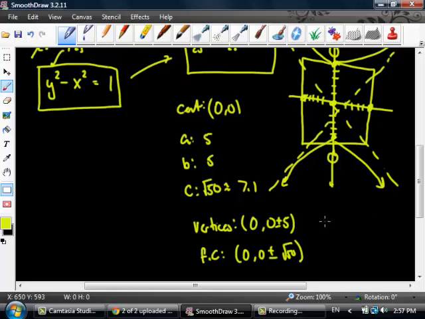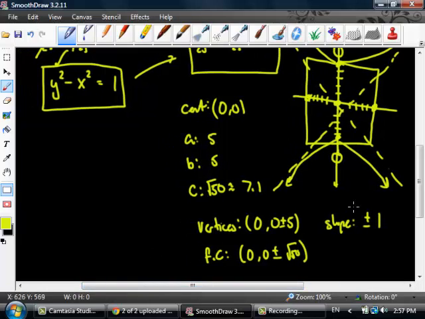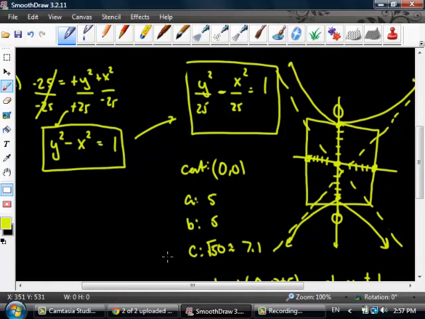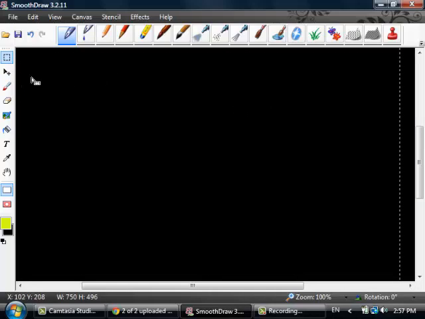And then the asymptote slope. In the book, or in the answer key, they give you the entire equation of the line. I just need you to find the slope. Who knows what the slope of this line is, of the asymptote slopes? Jake? Plus or minus 1, because it's 5 over 5, right? Okay. That's 116. Let's do 107. Let's move back a little bit.